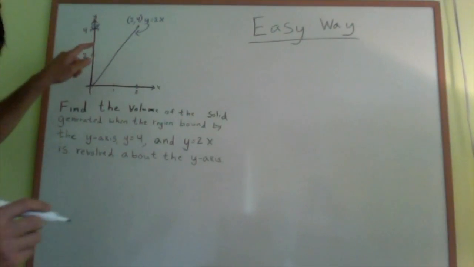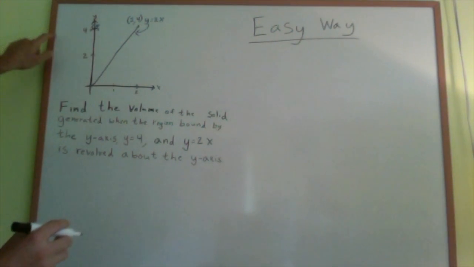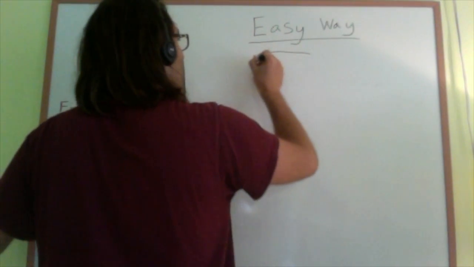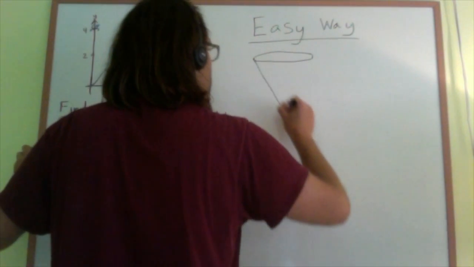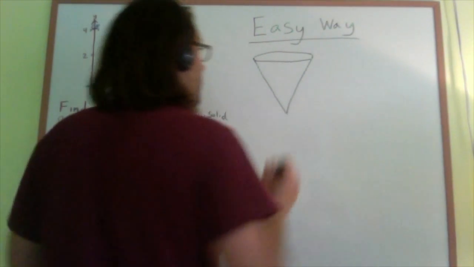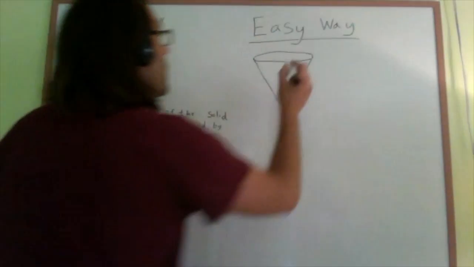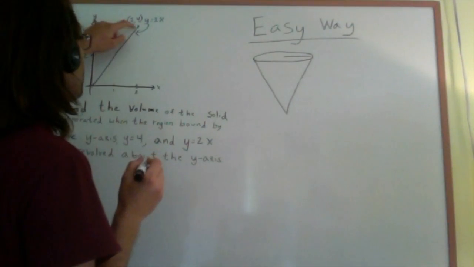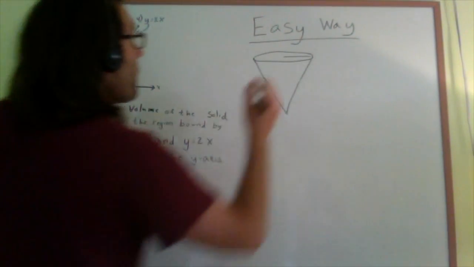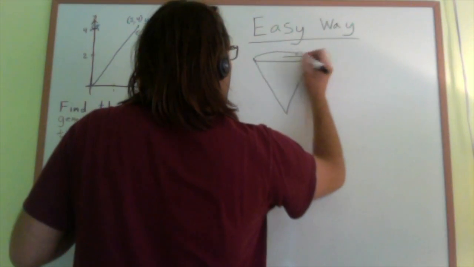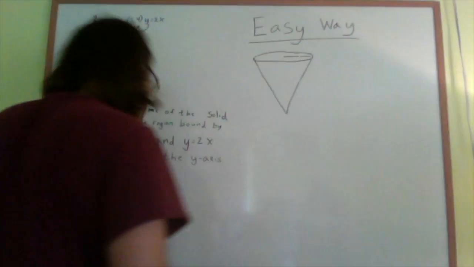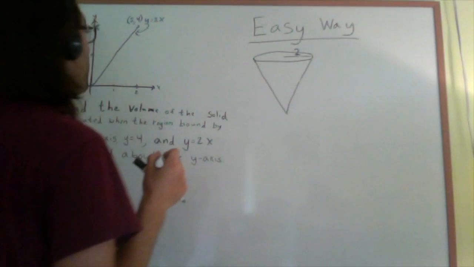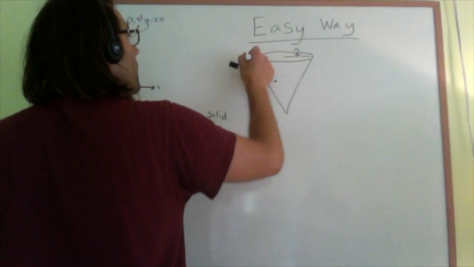Okay, now if you can visualize what happens when this is rotated about the y-axis, we end up with a shape like this. This is, of course, a cone. Up here, we see that it goes from here to here. That is length 2. Maybe a different color. This is length 2. And then the height here is 4.